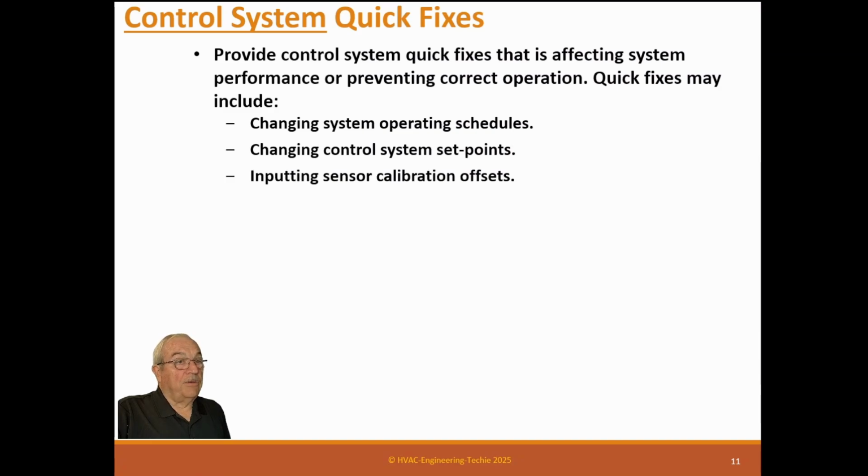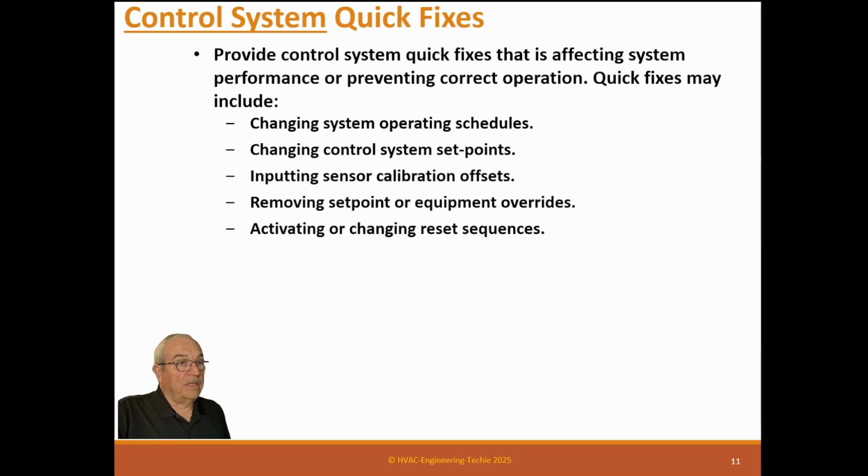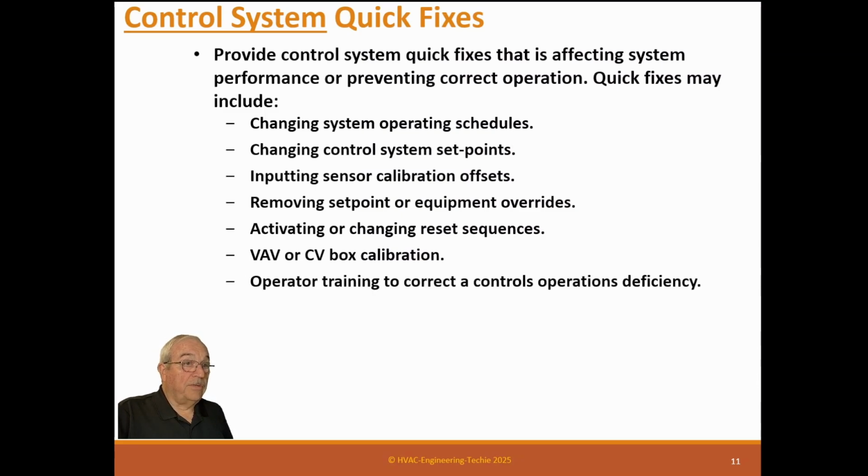Inputting sensor calibration offsets, removing set point and equipment overrides. Activating a change or reset sequence. VAV or CV, constant volume box calibration. That can be a quick fix. Operator training to correct control operation deficiency. That can actually be a quick fix if you have to stop and train the operators.